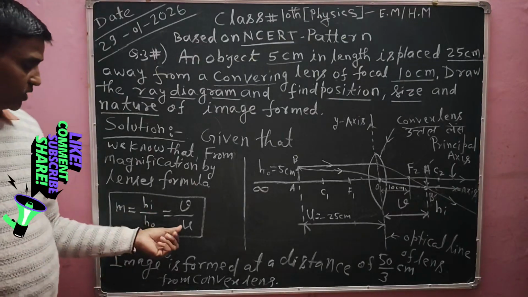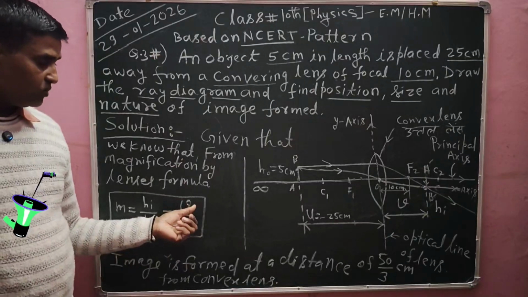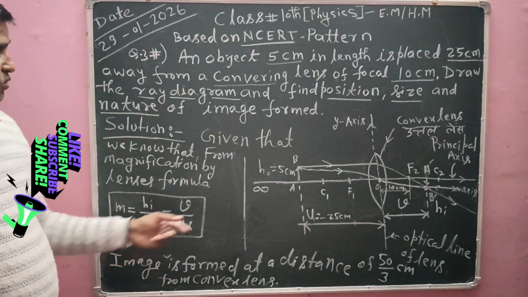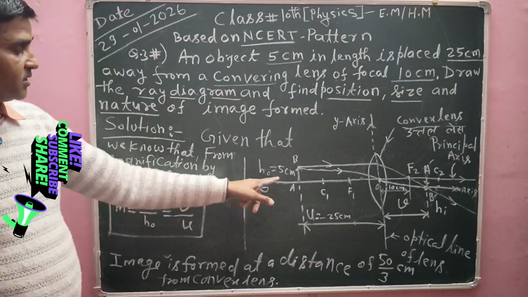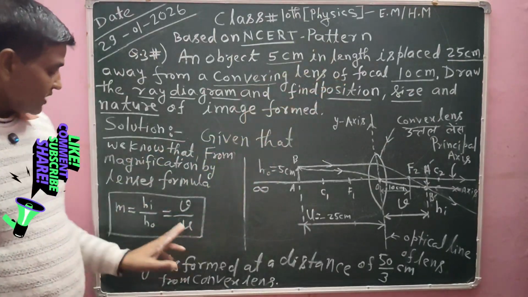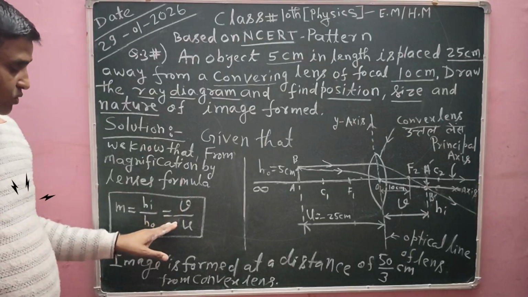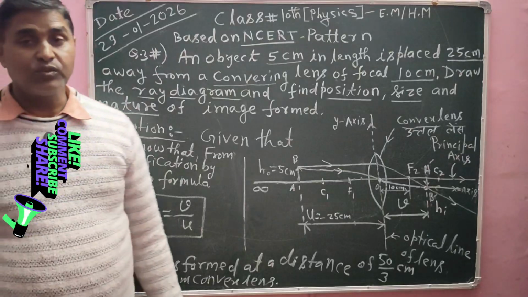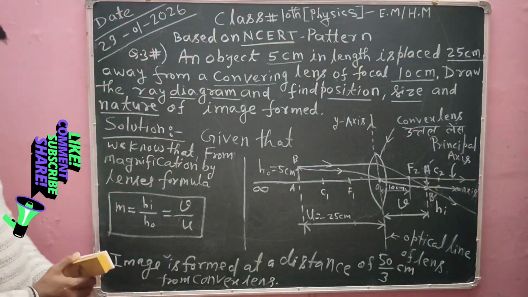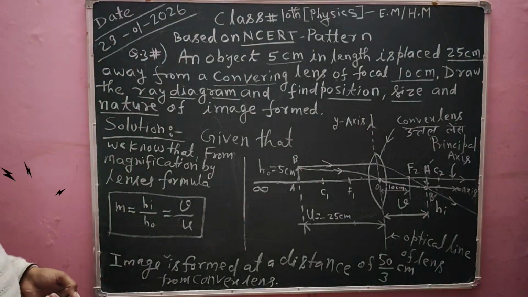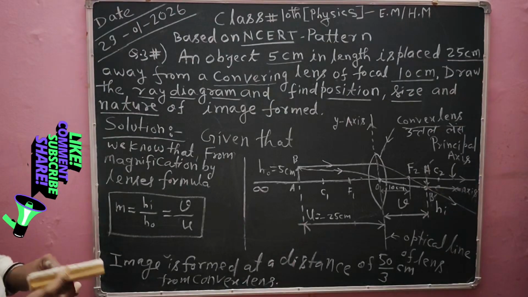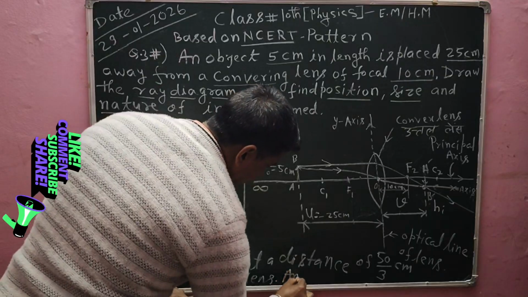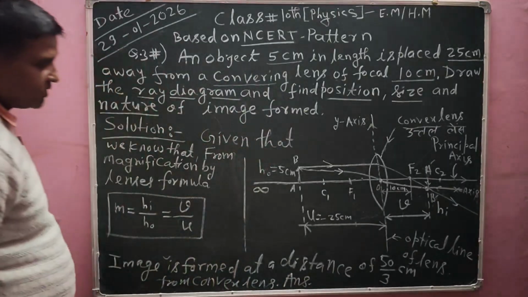I know the value of v and u, and also the value of ho is given already, 5 centimeter in length. I will substitute these three values in this formula and then we will evaluate the value of hi. Okay student, I hope that you are understanding all this information clearly. So this is one answer of this question.